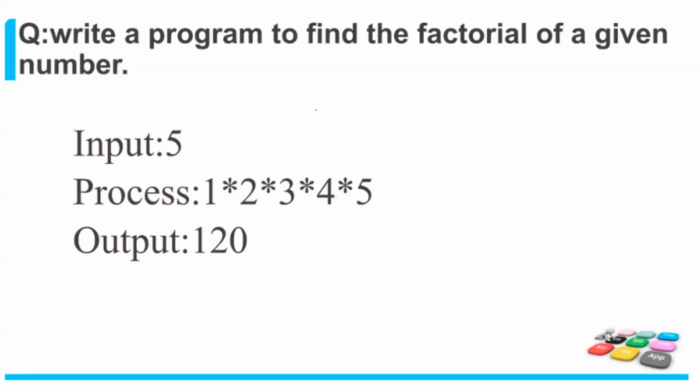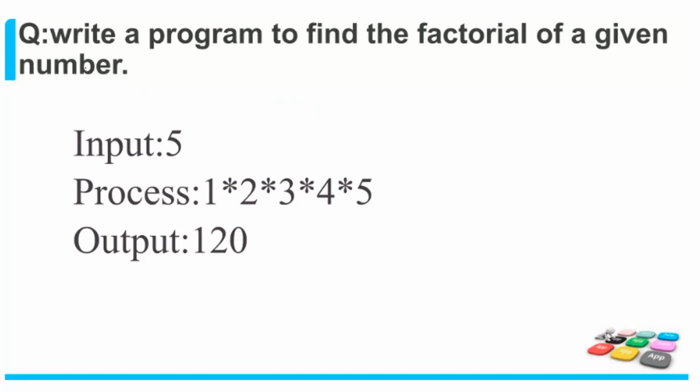Okay. So the question is, write a program in Python to find the factorial of a given number. The factorial means, if I give you the number 10, the factorial will be the multiplication of all the numbers from 1 to 10. That means 1 into 2 into 3 into 4 into 5 into 6 into 7 into 8 into 9 into 10. If you compare the previous problem and this problem, there is a similarity between the solution of the sum of the natural numbers and the factorial of a number.